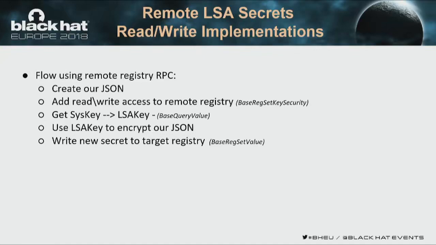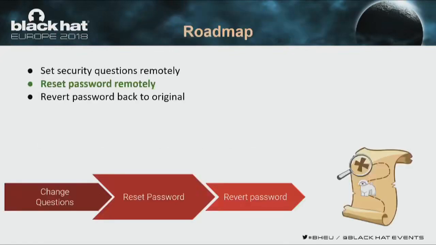By using this access, I would collect the artifacts from the registry with which I can create the AES key. Then I could encrypt my own JSON and then write it to the remote machine in the right name format. And by doing that, I can change security questions and answers on a remote machine. Which takes me to the next part.